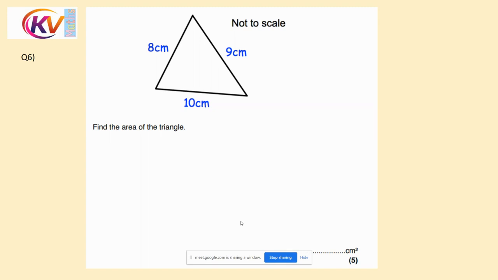Okay, just give you another minute. If anyone's got any ideas, feel free to pop them in the chat box as to how you might start this question.